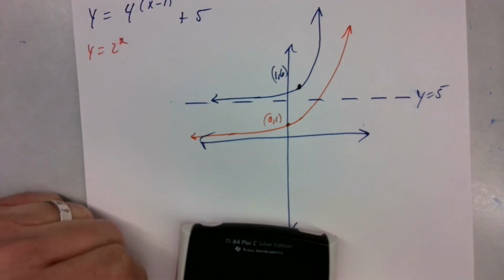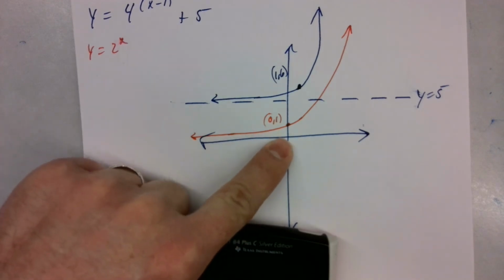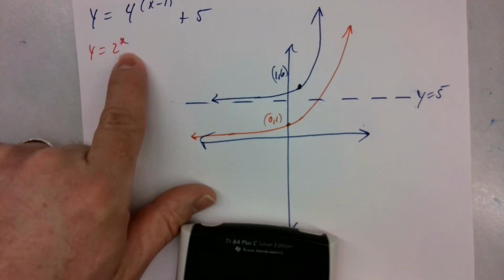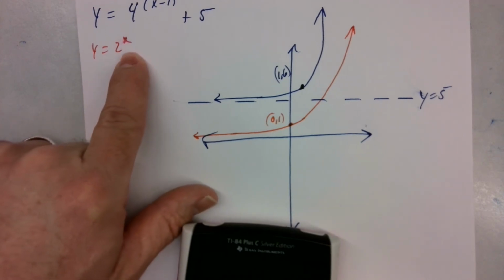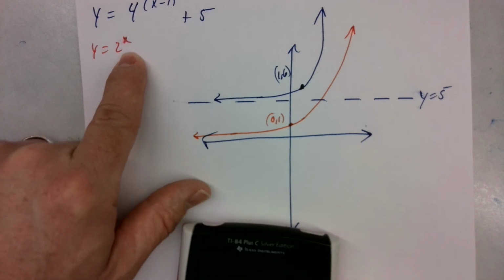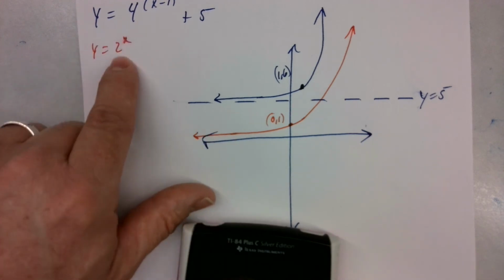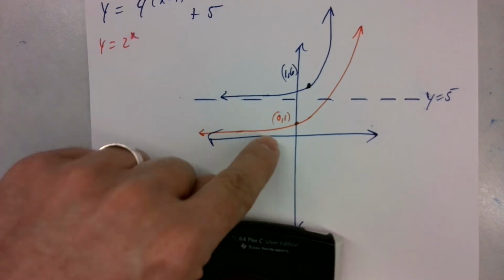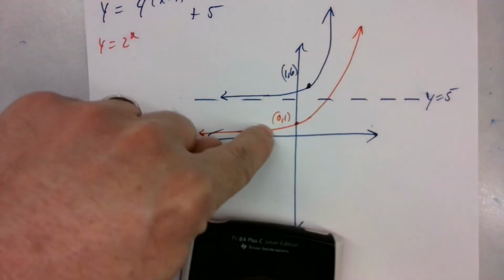So why don't you start at 0, 0? Because you can't be at 0, 0. If x is 0, what is 2 to the 0? Anything to the 0 power is what? 1. Except 0, then it's undefined. So no matter what you have in a parent function, if x is 0, this is always going to be 1. 0, 1. Then from there, I'm going to move.